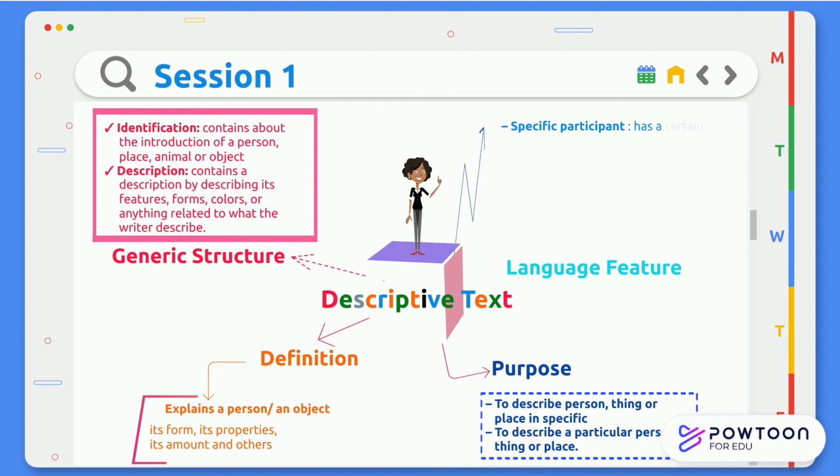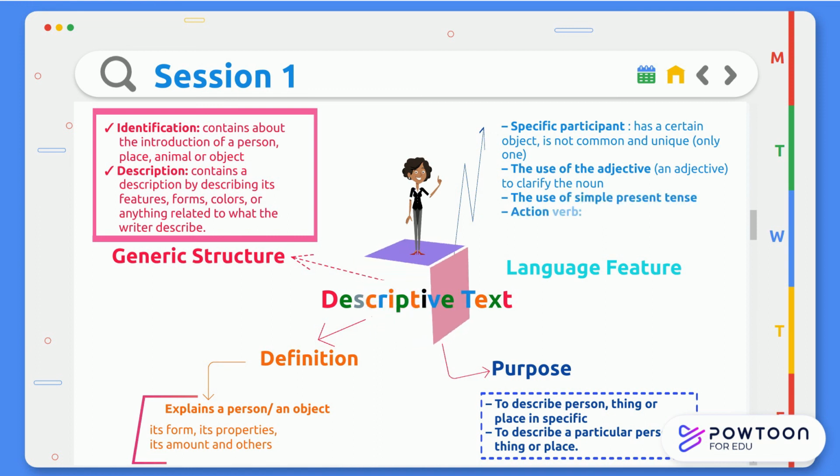Specific participant. Descriptive text has a certain object that is not common and unique, for example, Pantai on the beach, my house, etc. The use of adjective to qualify the noun. For example, a beautiful beach, a handsome man, etc. The use of simple present tense. Action verbs are verbs that show an activity.